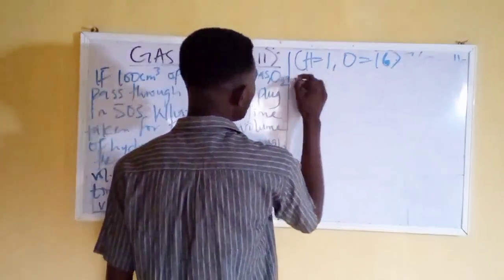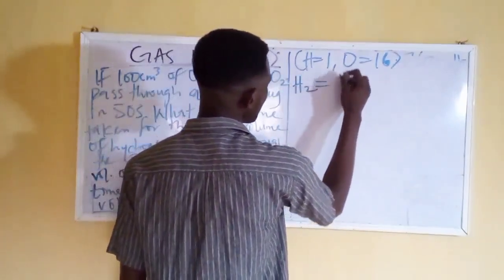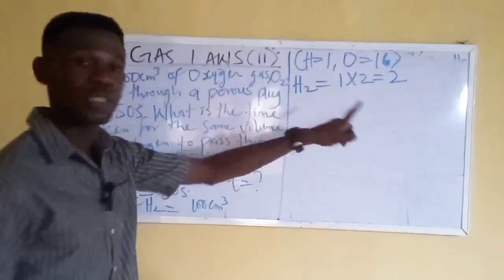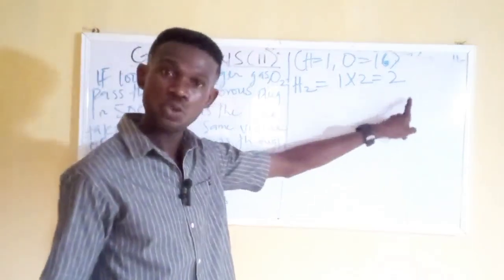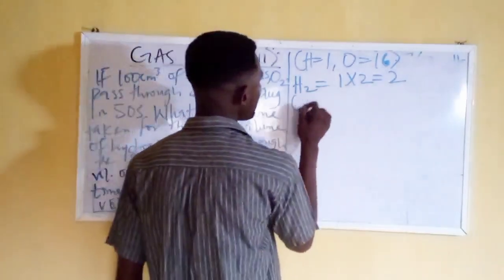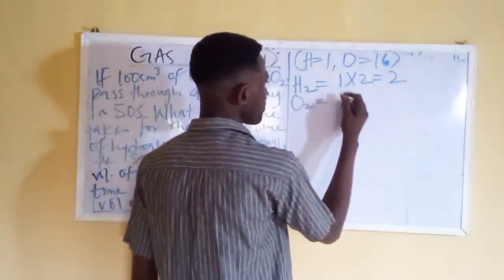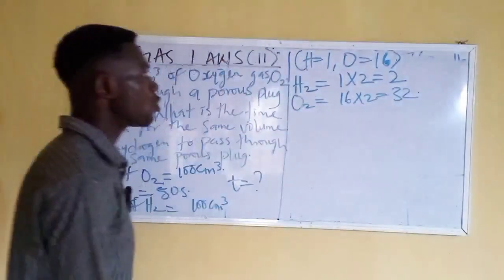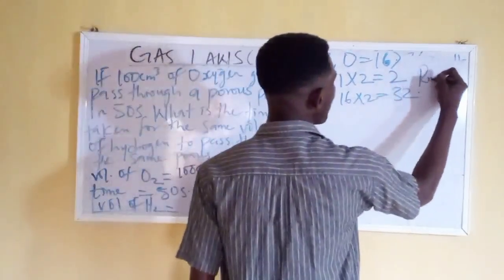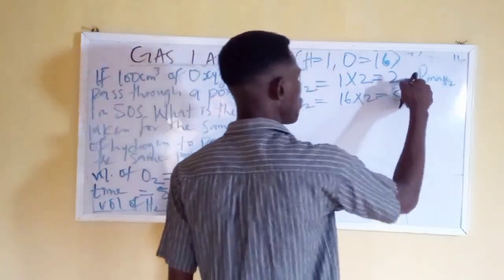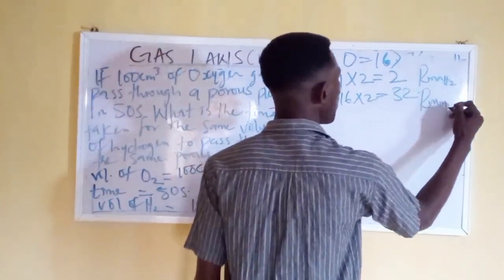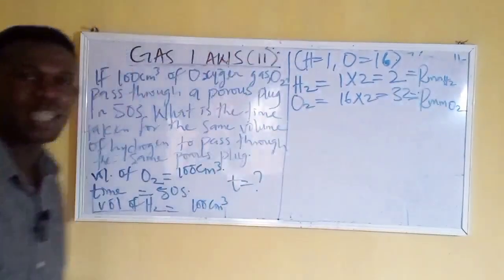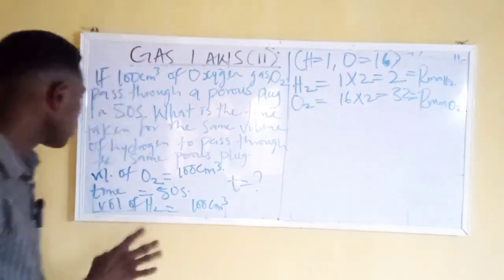You have hydrogen gas represented as H2, which will be given as 1 times 2, which is 2. So the molar mass of hydrogen gas is 2. And we have oxygen, which is O2, given as 16 times 2, and that gives you 32. So we would say that the RMM of H2 is 2, and the RMM of O2 is 32. This is what they represent. Now we can impute.